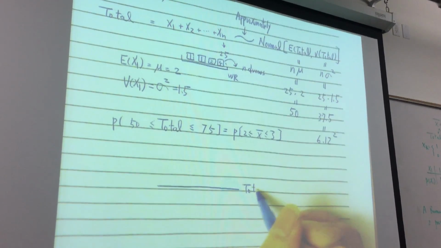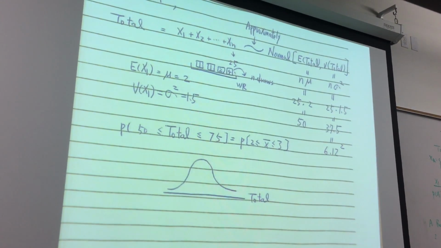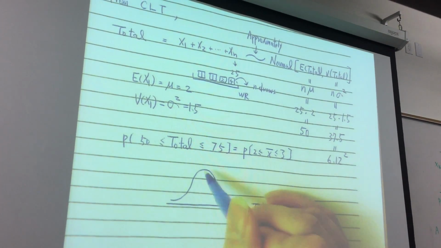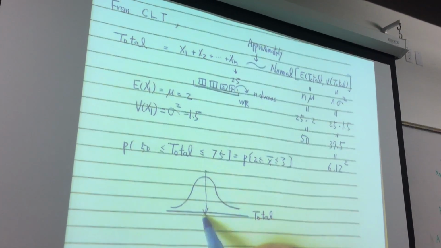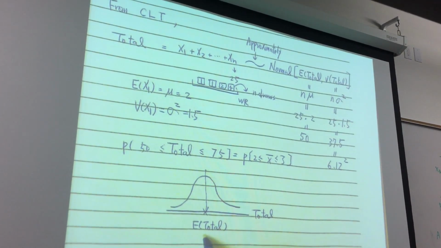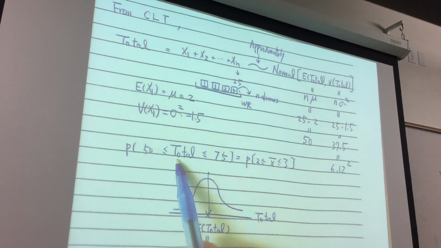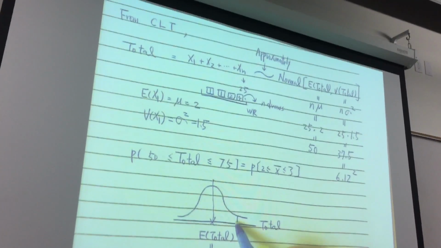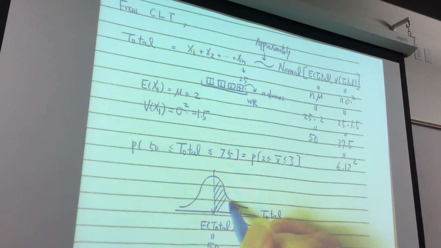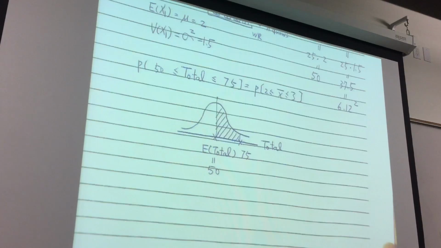This is the sample total. It follows approximately normal. Okay? Follows approximately normal. Centered at 50. So this is 50. And we want to find how likely the sample total is between 50 and 75. This is 75. So in other words, we want to find the size of this shaded area. Okay? And how big is the size of the shaded area?